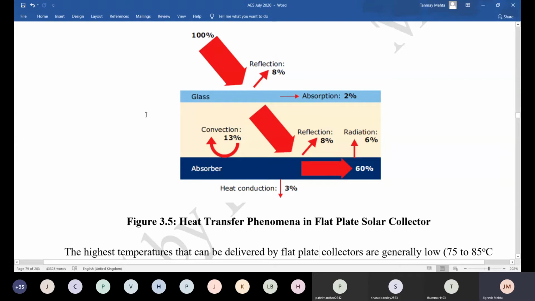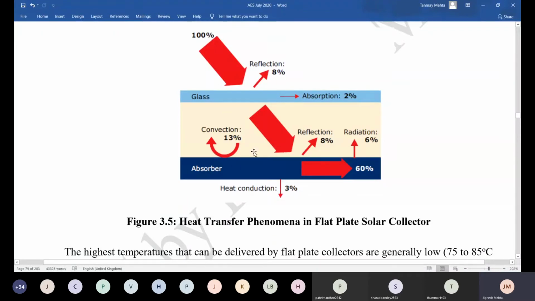Actually, some loss also occurs from the sides, so there is some side loss also, but it is comparatively less than the top loss. Of course, convection is not the only top loss. There is a radiation loss also from the top. So this is about the convective heat loss occurring from a flat plate collector. Out of this 100%, you lost around 13% by convective losses. The 8% was already lost by reflection.